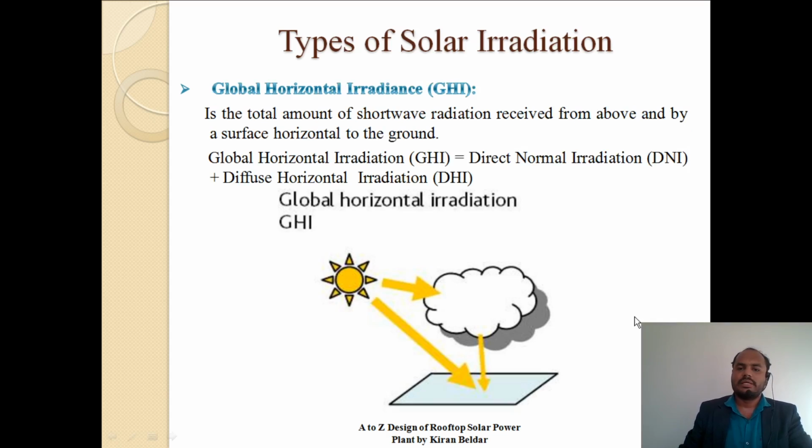Global horizontal irradiation. Global horizontal irradiation is nothing but the addition of direct normal irradiation and diffuse horizontal irradiation. It is the total amount of shortwave radiation received from above by a surface horizontal to the ground, over a solar panel which we are putting in the atmosphere. The total amount of solar radiation, that is the direct or diffuse, which is falling over the solar panel is called the global horizontal irradiance.